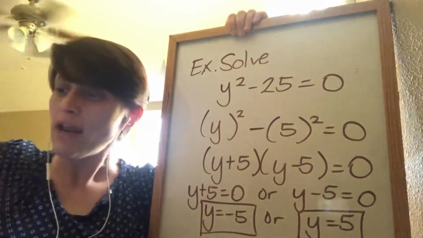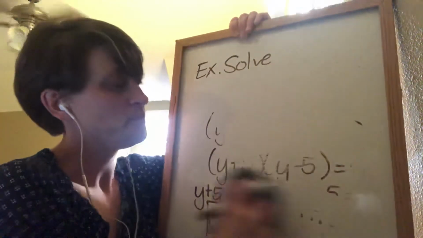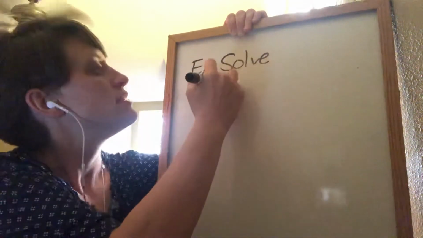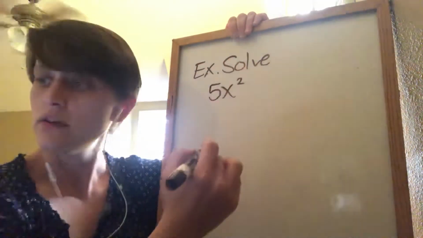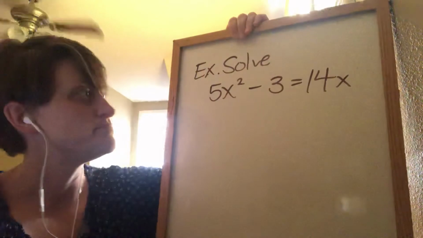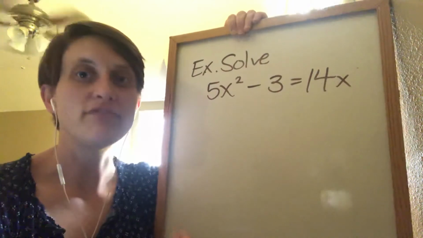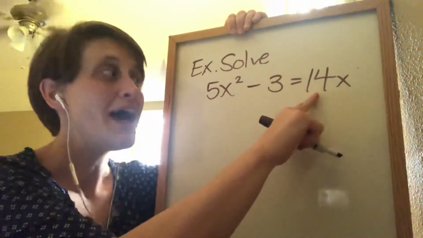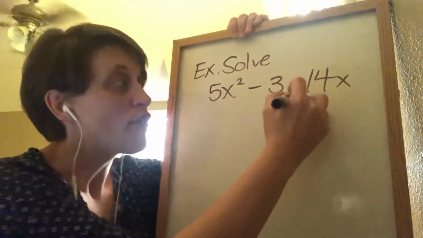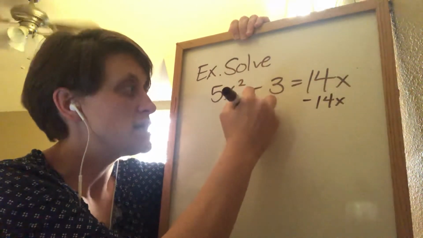Okay, now let's look at what happens maybe if one side isn't 0, and then we'll save the rest for the next video. Okay, so let's look at 5x squared minus 3 equals 14x. Okay, so what we said from the beginning is that if you want to solve these things by factoring, one side has to be 0, and that is not the case here. So we cannot factor until this side is 0. So our first step here is going to be to make this side 0 by subtracting 14x on both sides.